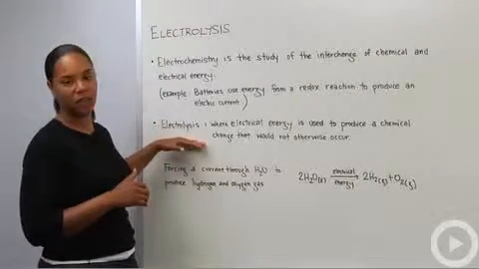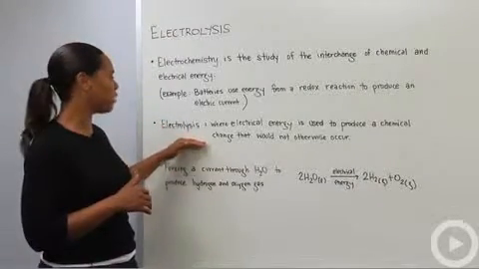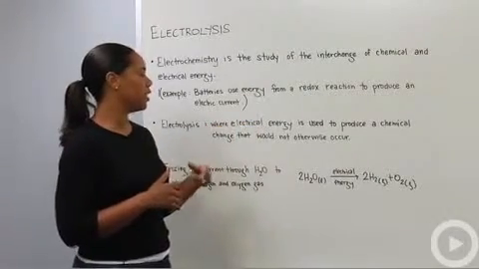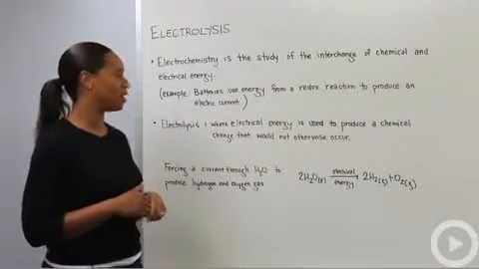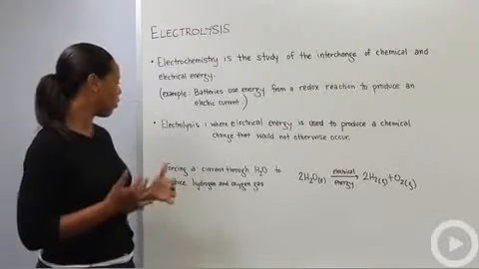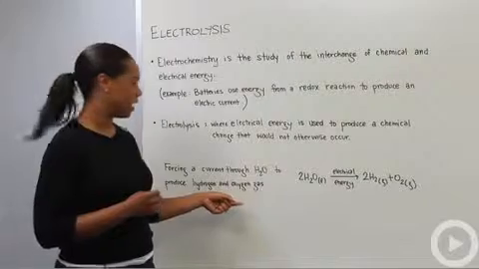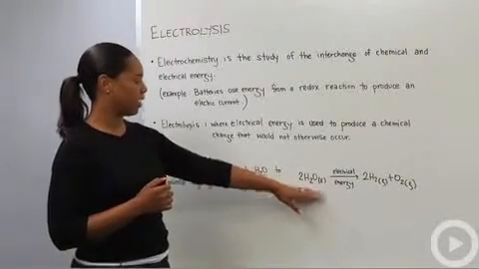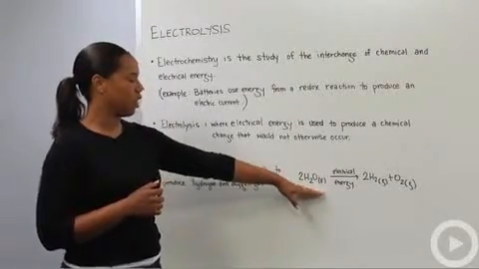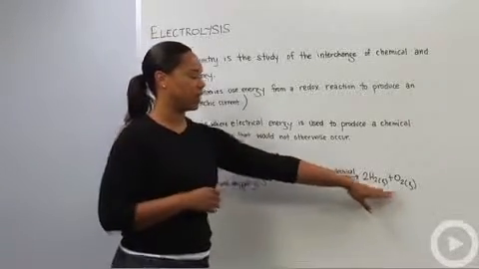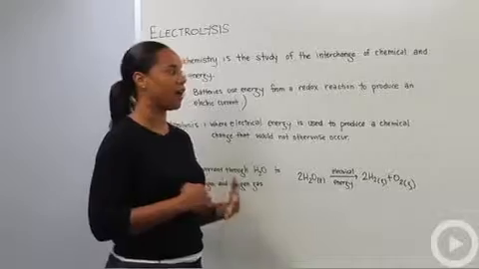More specifically, under electrochemistry, we have the process of electrolysis. That's when electrical energy is used to produce a chemical change that would otherwise not occur. For example, if you forced a current through water to produce hydrogen gas and oxygen gas, that reaction looks something like this. You have two waters, add in some electrical energy, and you get 2 moles of hydrogen gas and 1 mole of oxygen gas out of that.